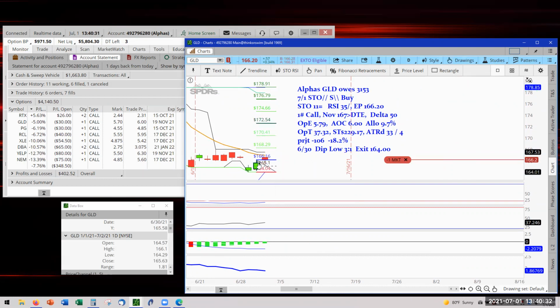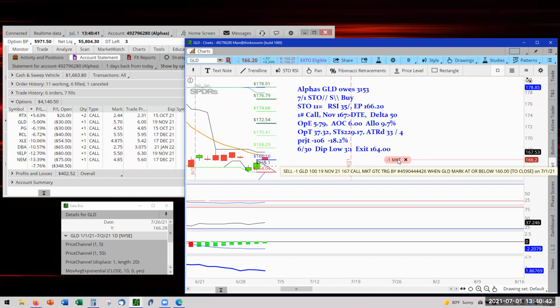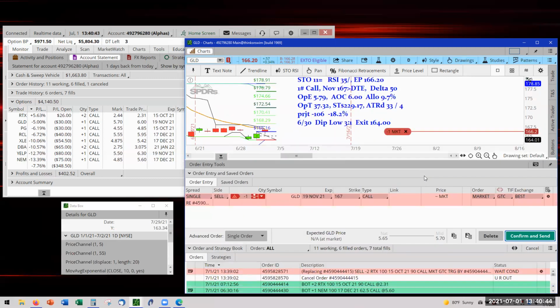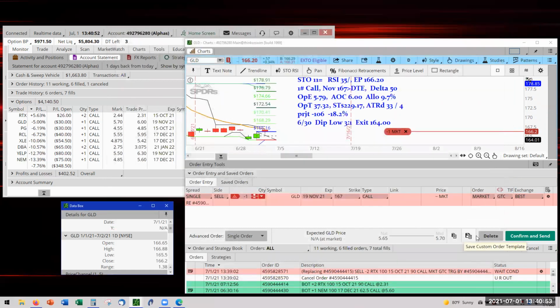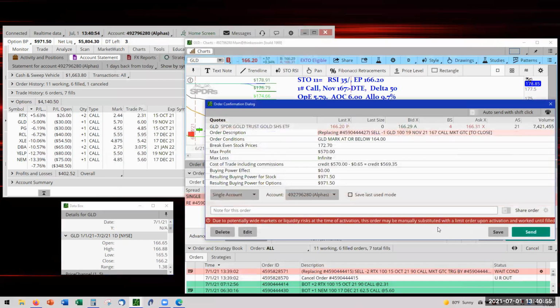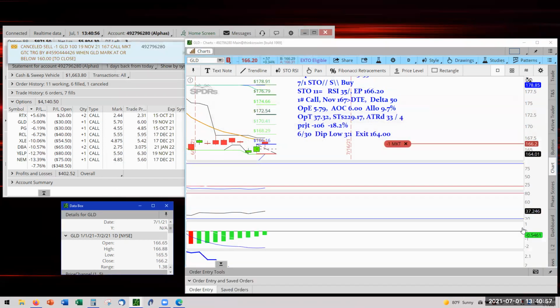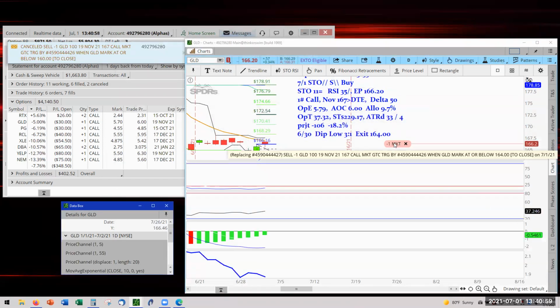Okay, and there's the low, the stop is based on this dipper low right there, and that dipper low is 164. I'm going to take the 164 even, and I'm going to go ahead and put it in. Oh, no, there it is. I got to change it. It was 160 to start the trade. Now I can move it to 164. And confirm and send. And now we are at 164.